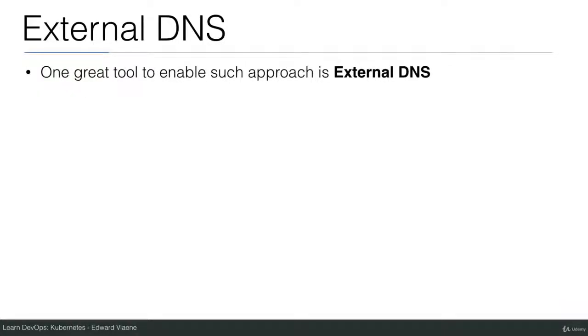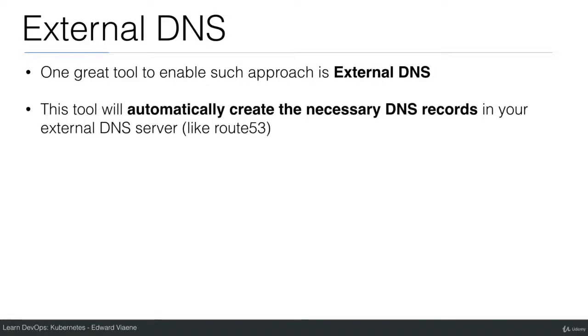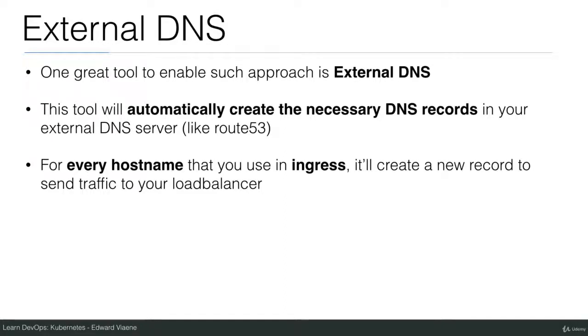One great tool to enable such an approach is External DNS. This tool will automatically create the necessary DNS records in your external DNS server, like for example Route 53. For every host name that you use in ingress, it will create a new record to send traffic to your load balancer. So it will create this new record in your DNS server, like Route 53. So that when you use a new host name in your ingress controller, this host name will be automatically created and will be routed to the load balancer and to your ingress.